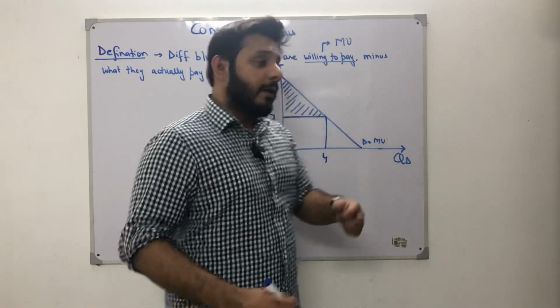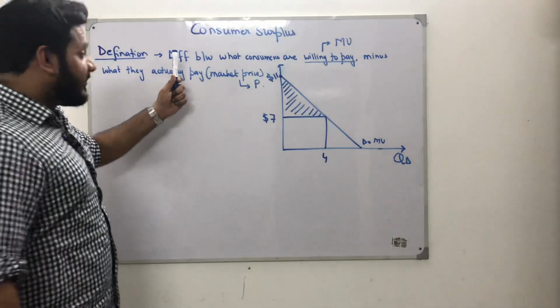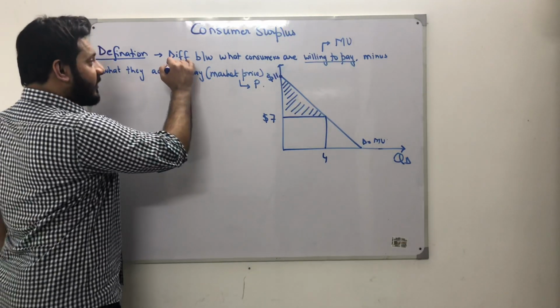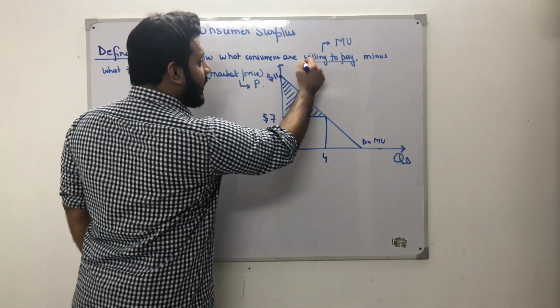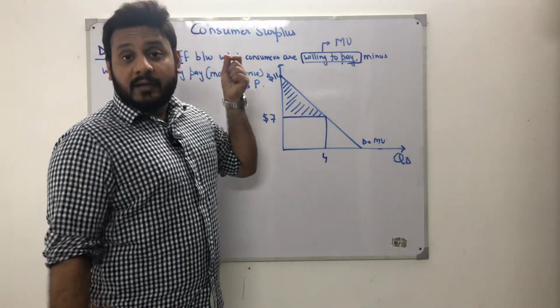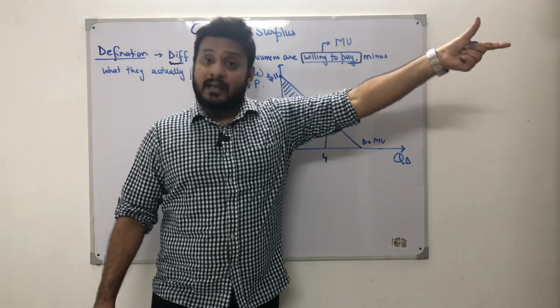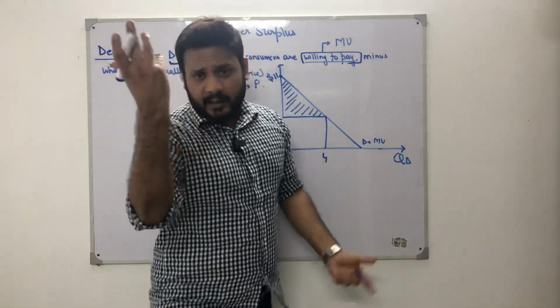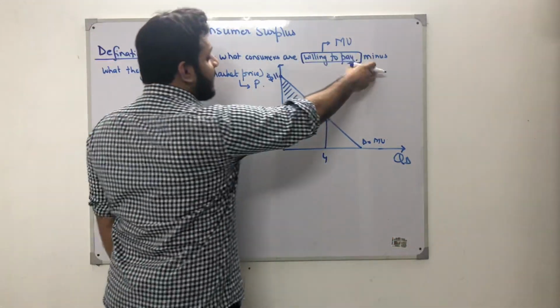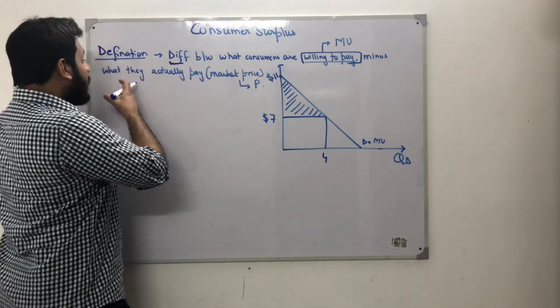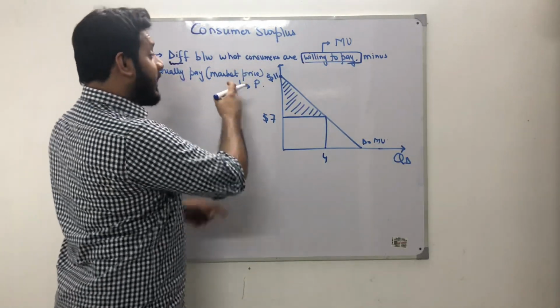So I've written it over here that consumer surplus is basically the difference between what consumers are actually willing to pay, that is, the maximum amount that he is actually willing to pay for, let's suppose, a particular unit, minus what they actually pay, that is the market price.